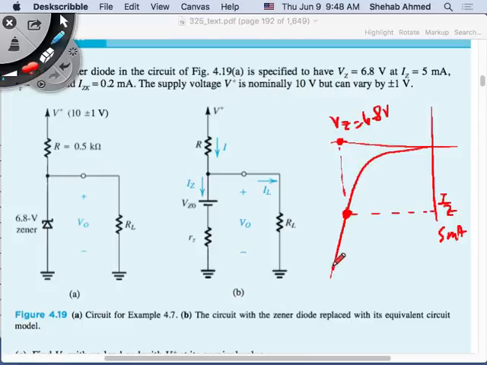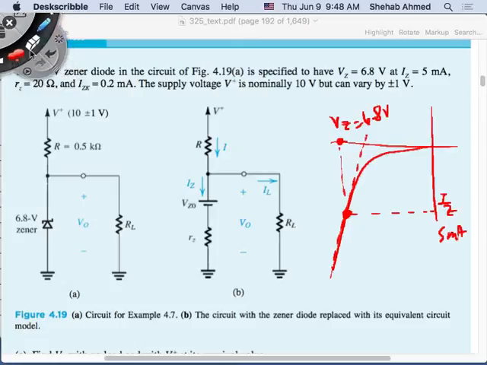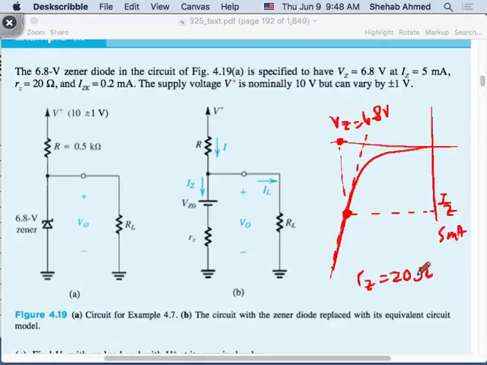And then they gave us this slope here. They gave us RZ equal to 20 ohms, and IZK equal to 0.2 milliamps.